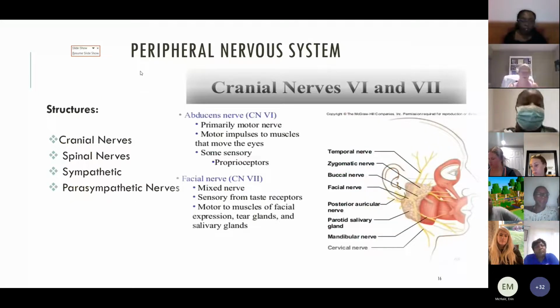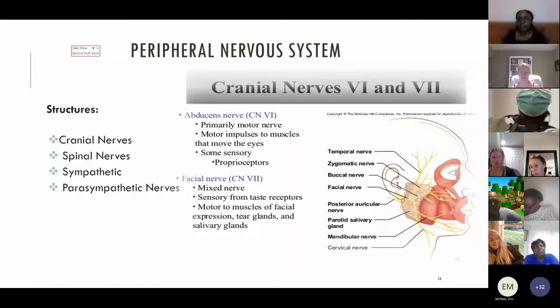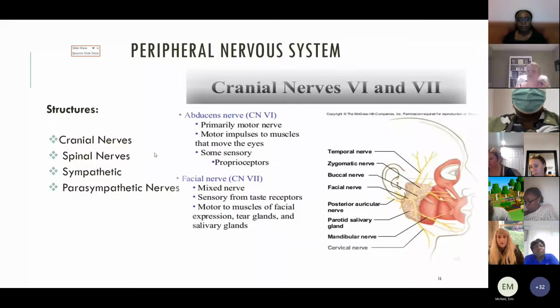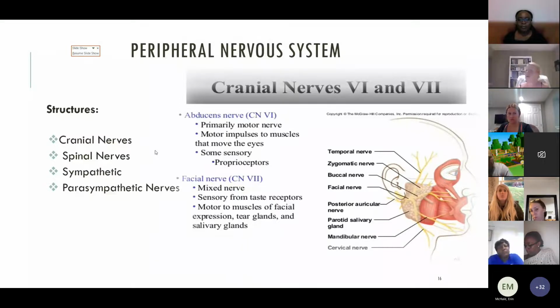And we have our peripheral nervous system. Our peripheral nervous system is our parasympathetic nerves, our sympathetic, our spinal nerves, and our cranial nerves. So we have a lot of different cranial nerves. I'm not going to test you on any of them. You just need to know that they exist. But the PNS includes the cranial, the spinal, the sympathetic, and the parasympathetic nerves. You will talk more about cranial nerves if you come back for the transition program and the nursing program.